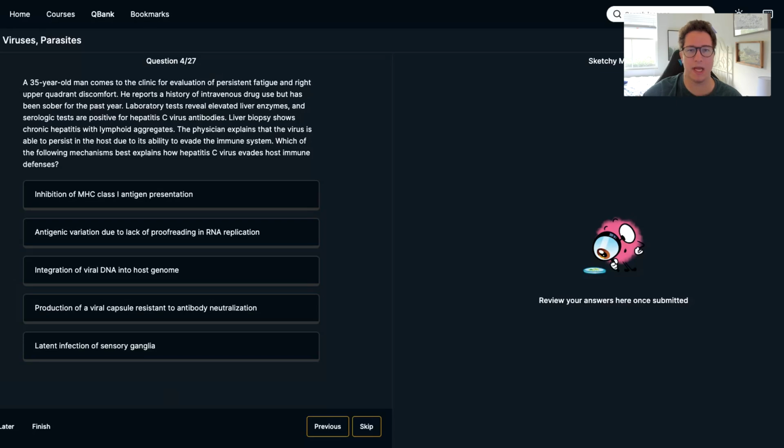It kind of primes me on what the stem is going to be about and what important information I have. So, which of the following mechanisms best explains how hepatitis C virus evades host immune defenses? All right, they tell me exactly what I need to know. It's about hep C. I don't care about any of the other hepatitises, HIV, whatnot. This question is about hep C. So that's the narrowing that I need.